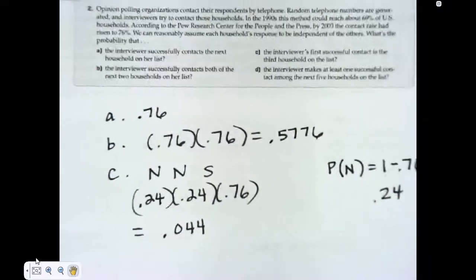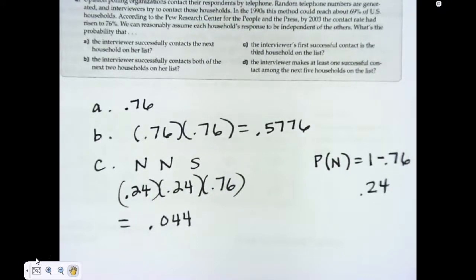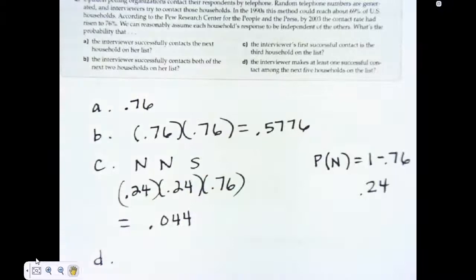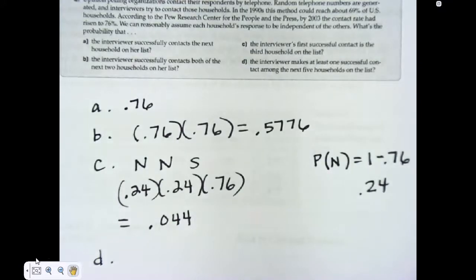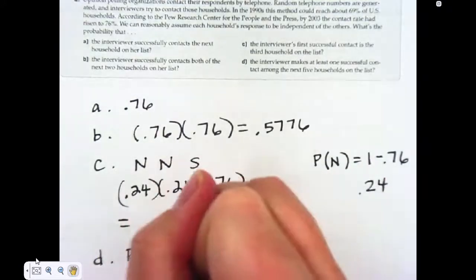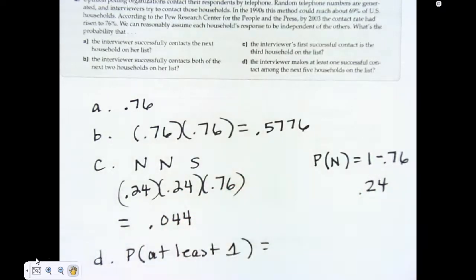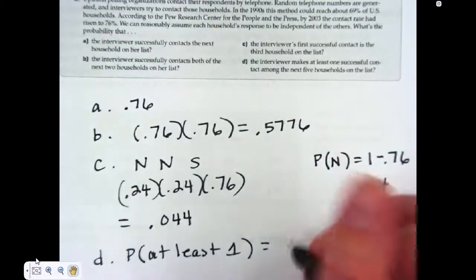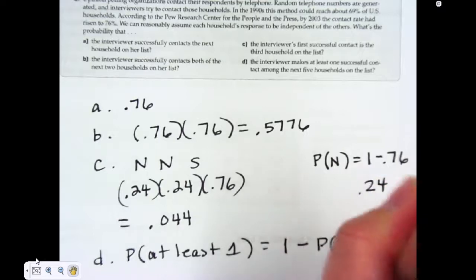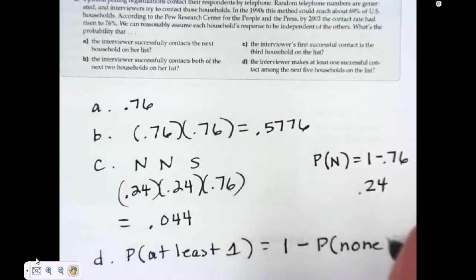Okay, and then let's look at letter D. Letter D says the interviewer makes at least one successful contact among the next 5 households on the list. Okay, so there's 5 households. A lot of times when you have at least one, you want to use what's called the complement. So the probability of at least one, I have to think, what is the complement? What is the only event that is not at least one? The complement of at least one is none. So I'm going to do 1 minus the probability that there are none, so no successful.